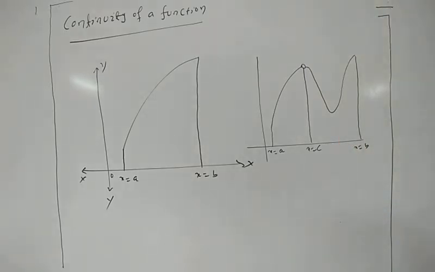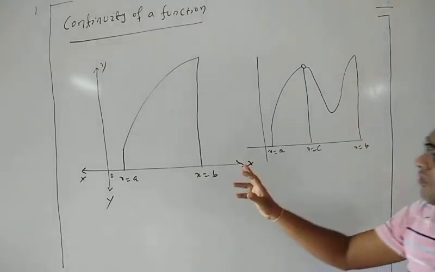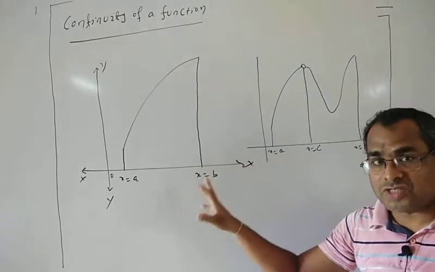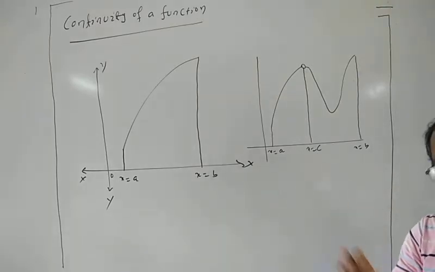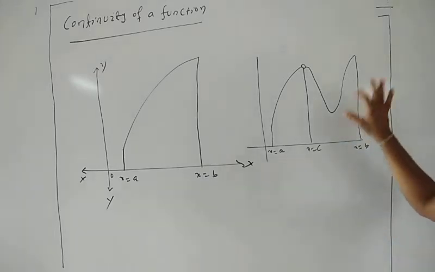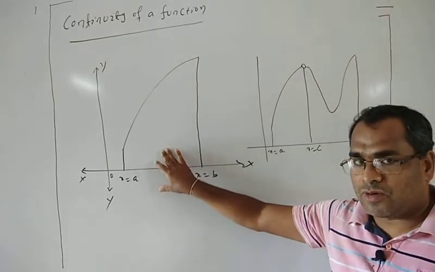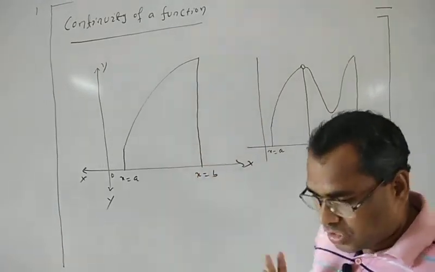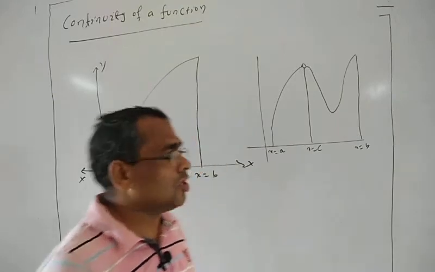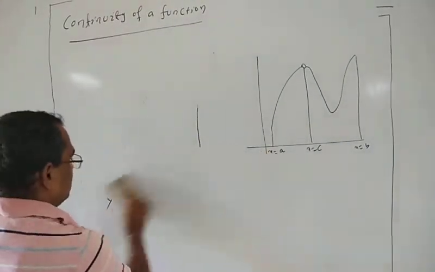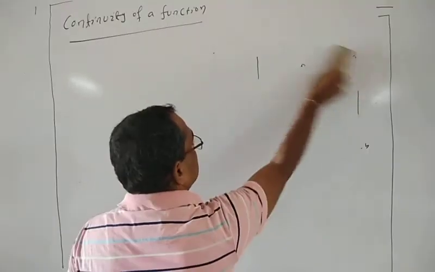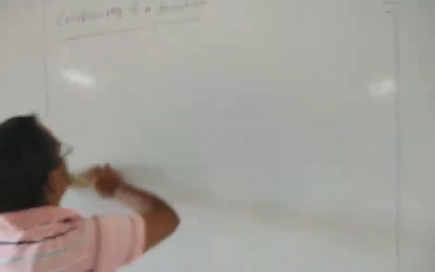So continuous means the value of f(x) is defined in that interval for each point. But discontinuity means there is some point, one point or two points, where the value of f(x) is not defined. This is the discontinuity graph of the function, and this is the continuous graph of the function. But actually, what do you mean by the definition of continuity of the function at an indicated point? At a particular point, the function is continuous.